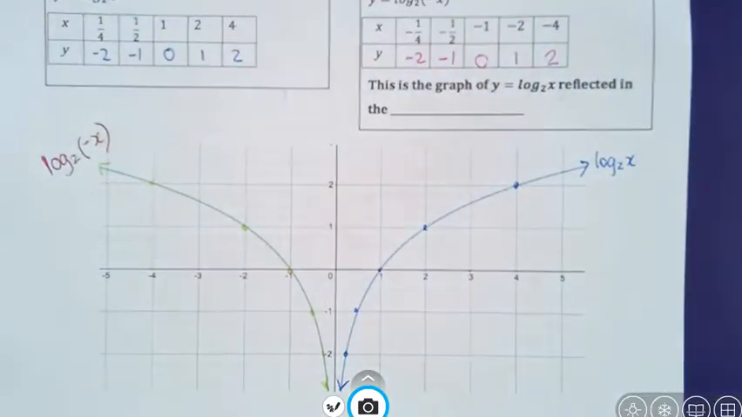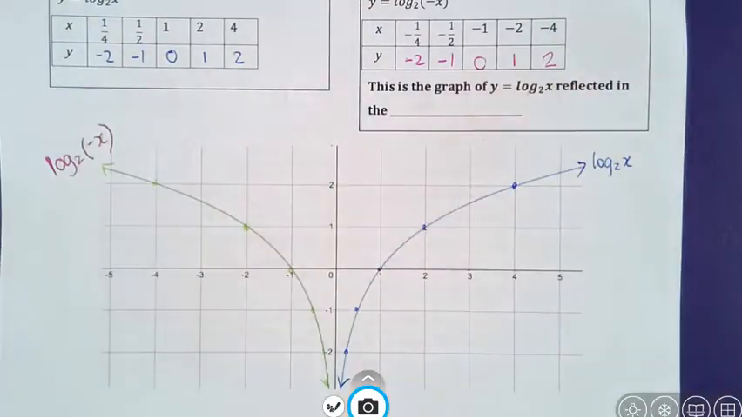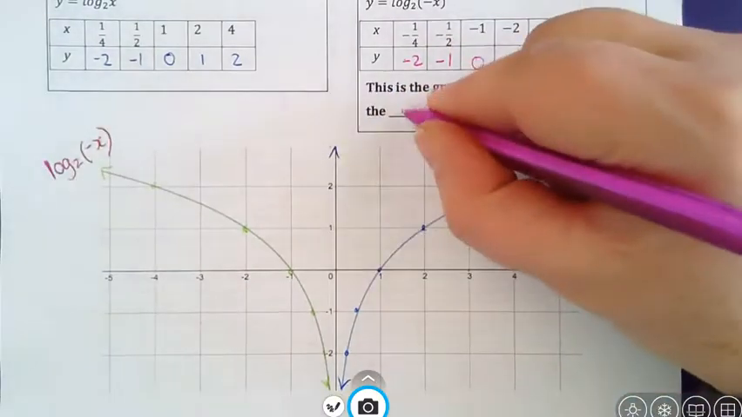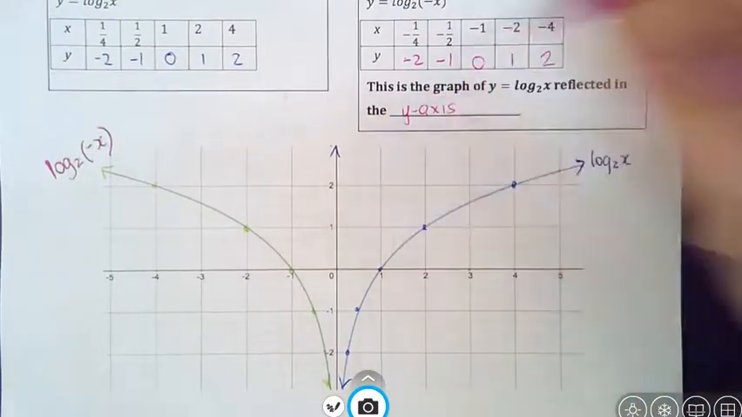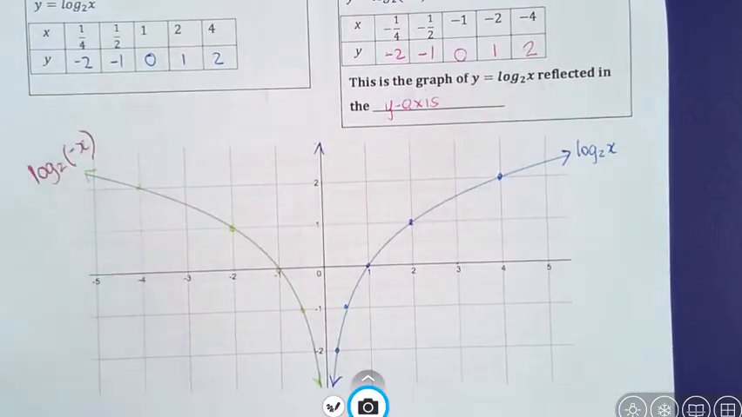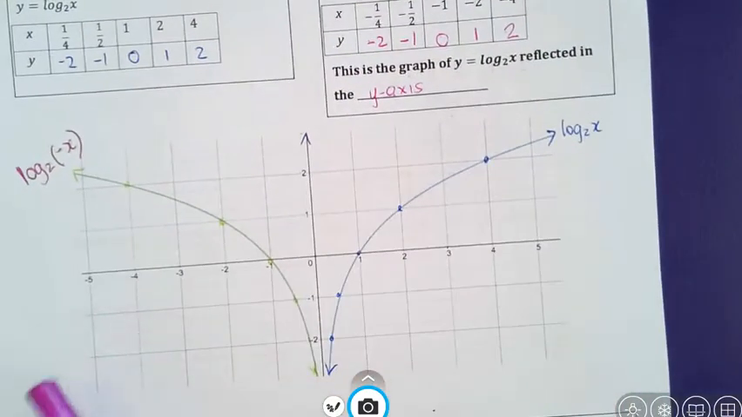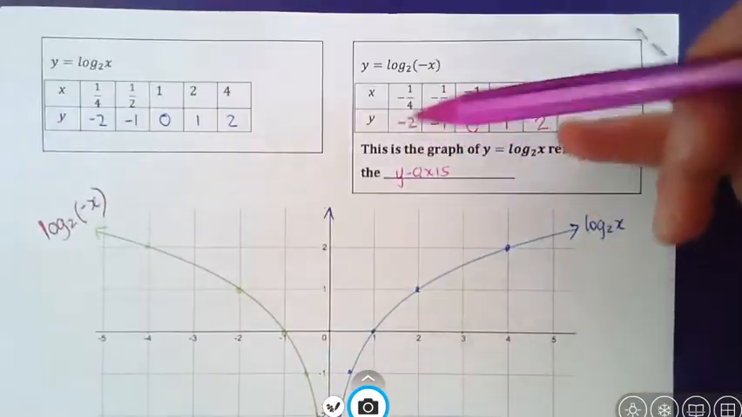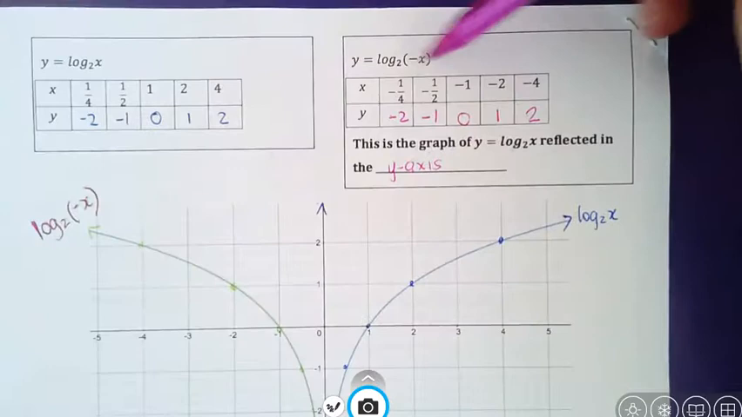Okay, so this is the graph of y equals log to the base 2 of x reflected in the, which axis? Yeah, in the y-axis. Very good. So, see, if you're reflecting in the y-axis, on the other side of the y-axis, you've got the negative x values. Whatever was positive is now the negative.